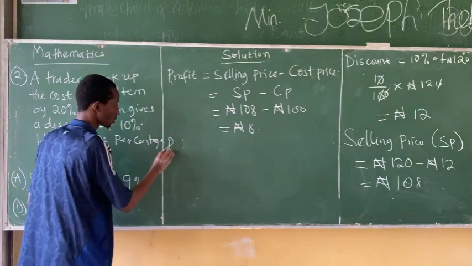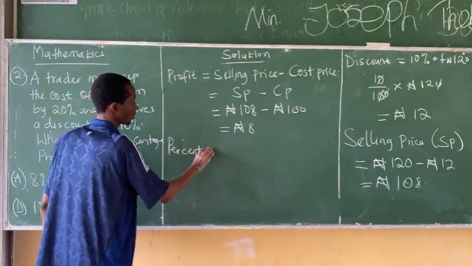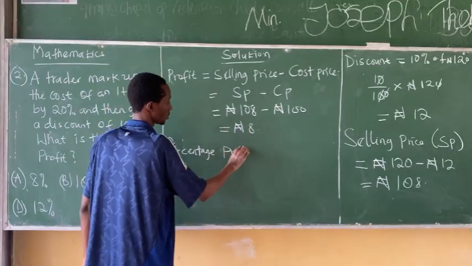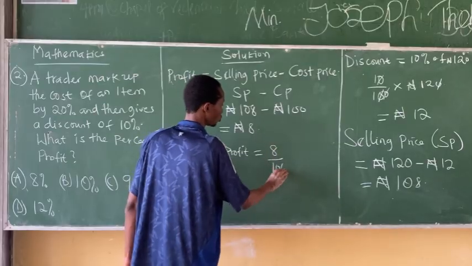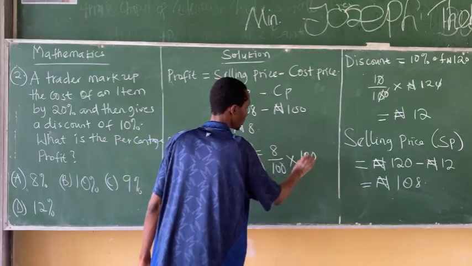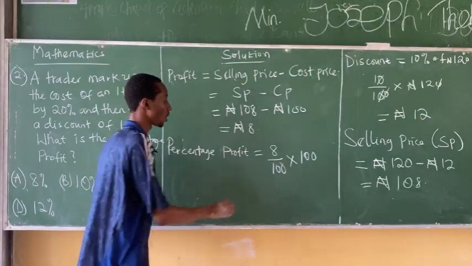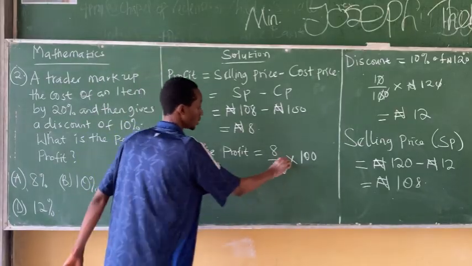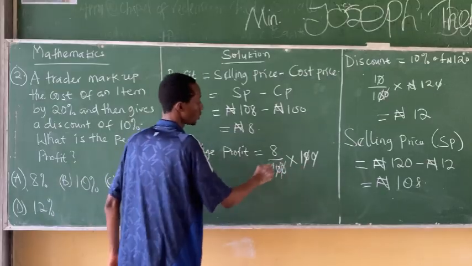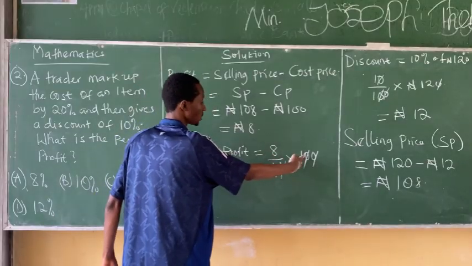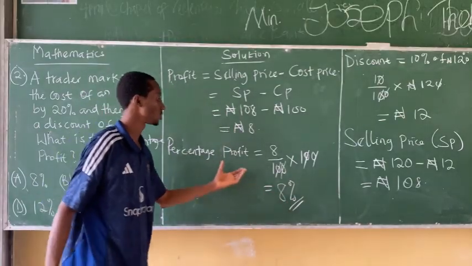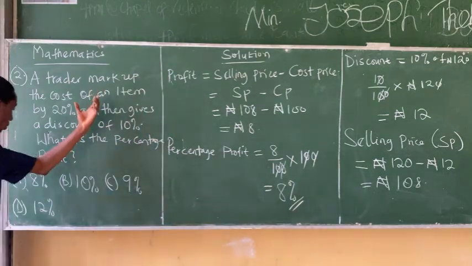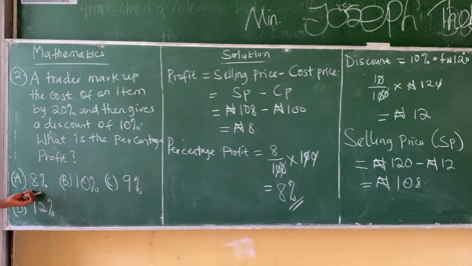So percentage profit is equal to 8 divided by 100 naira times 100. This will take away this. We're left with 1 times 8. 1 times 8 gives us 8 divided by 1. We have 8%. Therefore, the percentage profit is 8%. From our options here, the correct option is option A, 8%. That is the percentage profit for this particular item.